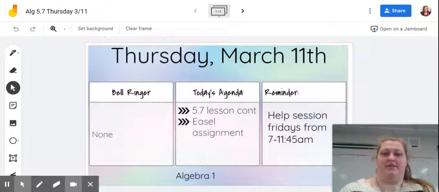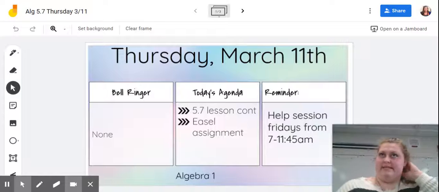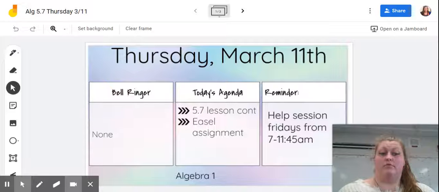Today is Thursday, March 11th, and we are going to wrap up lesson 5.7 today. One more system of inequalities to go over, and then next week we will have a review and a quiz over chapter 5. Once we do the lesson, there is an easel assignment. It is only 2 problems.